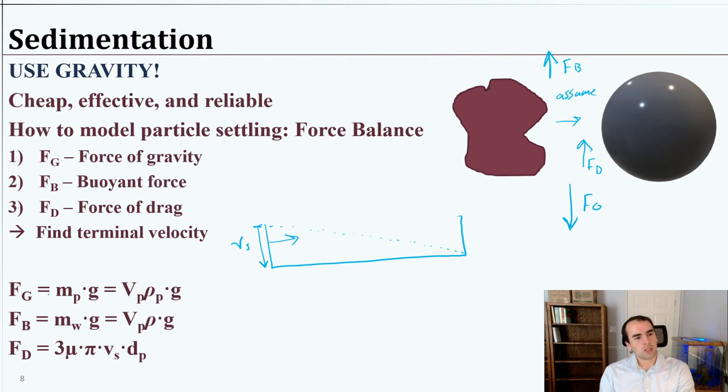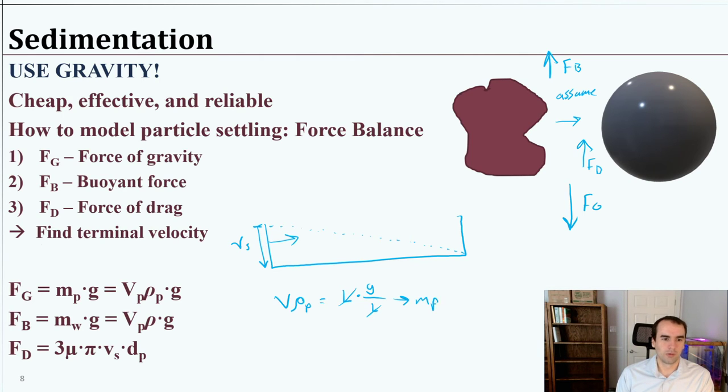Okay, so to write out these force equations, the force of gravity, as I mentioned, is going to be the mass of the particle times the acceleration due to gravity. We can rewrite this as, instead of the mass, we use the volume times the density. So volume times density of the particle, let's say, is going to be liters times grams per liter, if our density is grams per liter. So that ends up giving us the mass, right? Since density is mass per volume, we take mass per volume times volume and we get mass.